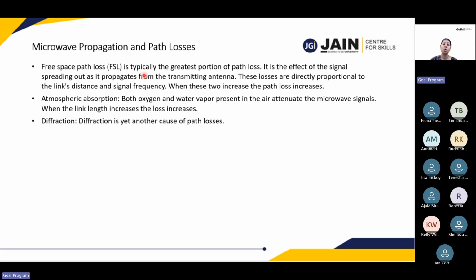Atmospheric absorption: both oxygen and water vapor present in the air attenuate the microwave signals. When the link length increases, the loss increases. This is atmospheric absorption, because the oxygen and the water vapor present in the air attenuate the microwave signals. Diffraction is yet another cause of path losses.